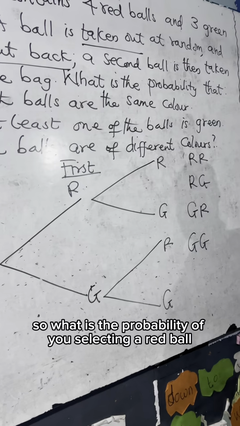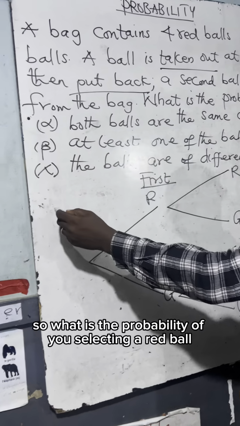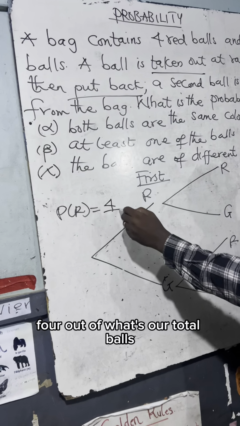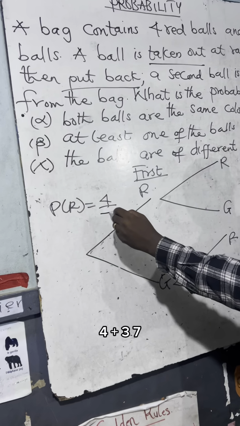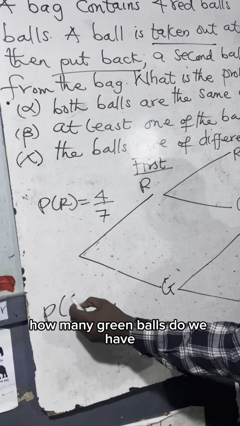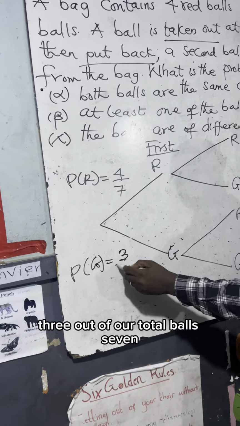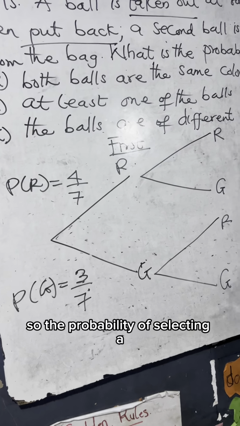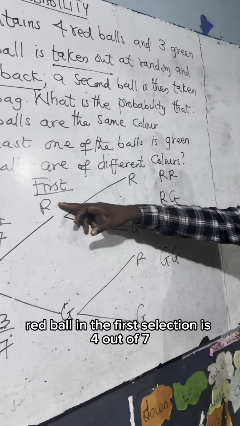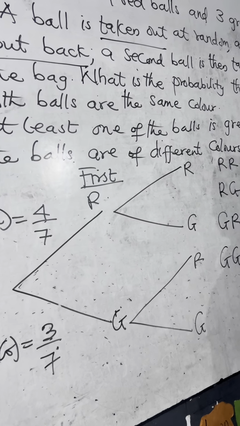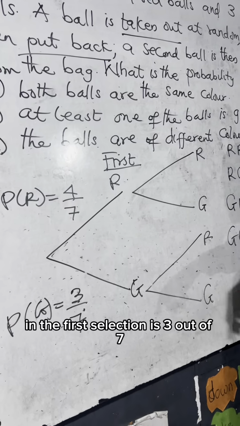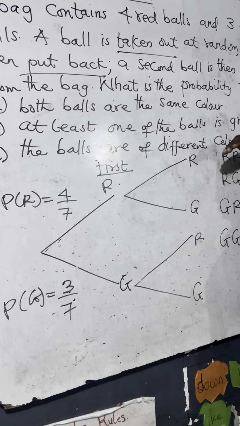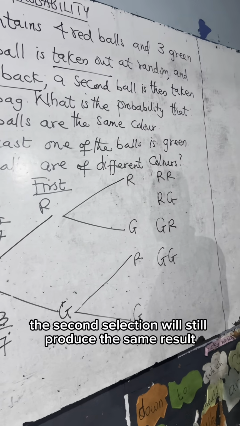So what is the probability of you selecting a red ball? How many red balls do we have? 4. Out of what's our total balls? 4 plus 3 is 7. How many green balls do we have? 3. Out of our total balls, 7. So the probability of selecting a red ball in the first selection is 4 out of 7. And then the probability of selecting a green ball in the first selection is 3 out of 7. Because these balls are replaced, the second selection will still produce the same result.